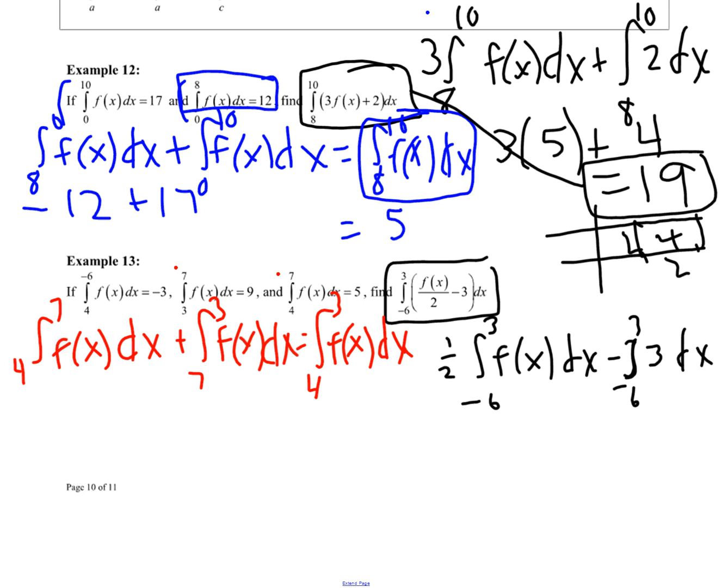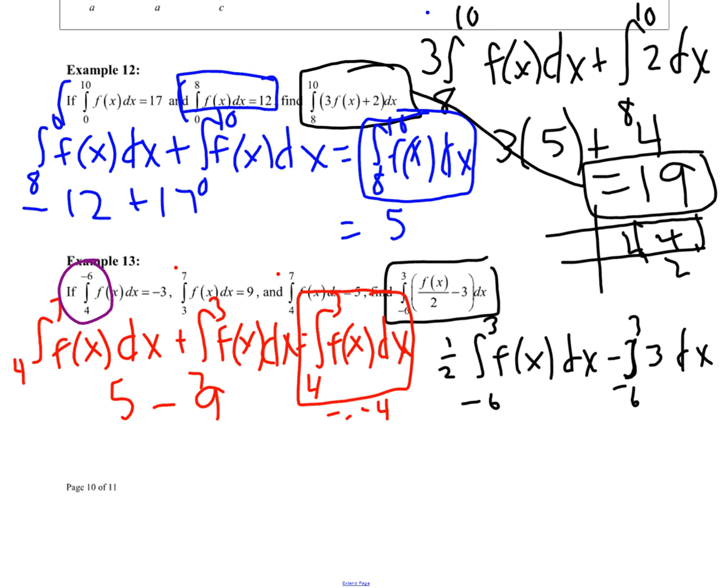So 4 to 7 is 5. 3 to 7 is 9. So 7 to 3 is negative 9. So this integral is equal to negative 4. Okay, and we can build on that.